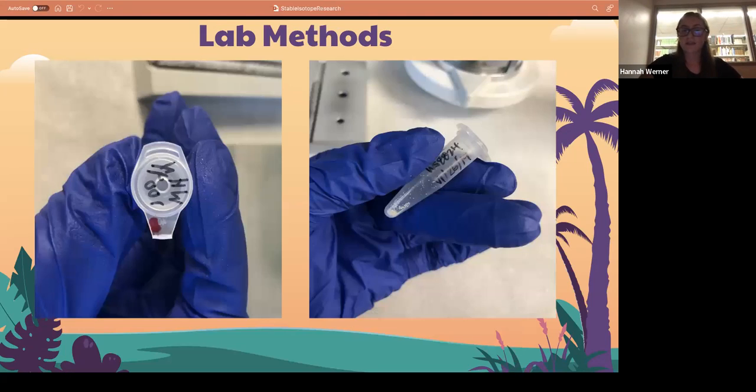Then for the lab methods, this is where I come in. I took these samples, which are housed in these little containers. The containers are important because they help with contamination. They keep contamination out, as does the use of gloves and sterilizing all the equipment before putting the samples onto the equipment. So that's what these little containers are super helpful for.